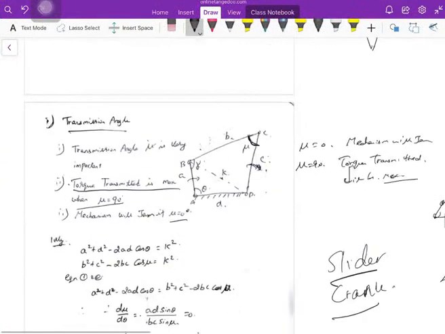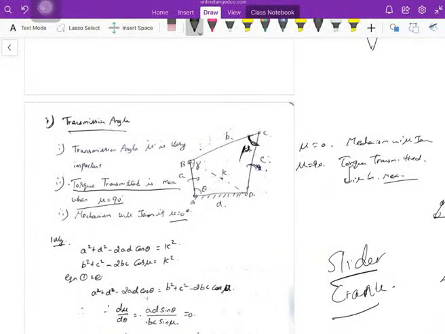Then transmission angle, guys. This angle I'm mentioning here is nothing but the transmission angle. This transmission angle is very important because the torque transmitted is maximum when mu is equal to 90 degrees. Whatever torque I'm giving in the input, the torque transmitted will be maximum when the transmission angle is 90 degrees. So that's why this transmission angle is important.